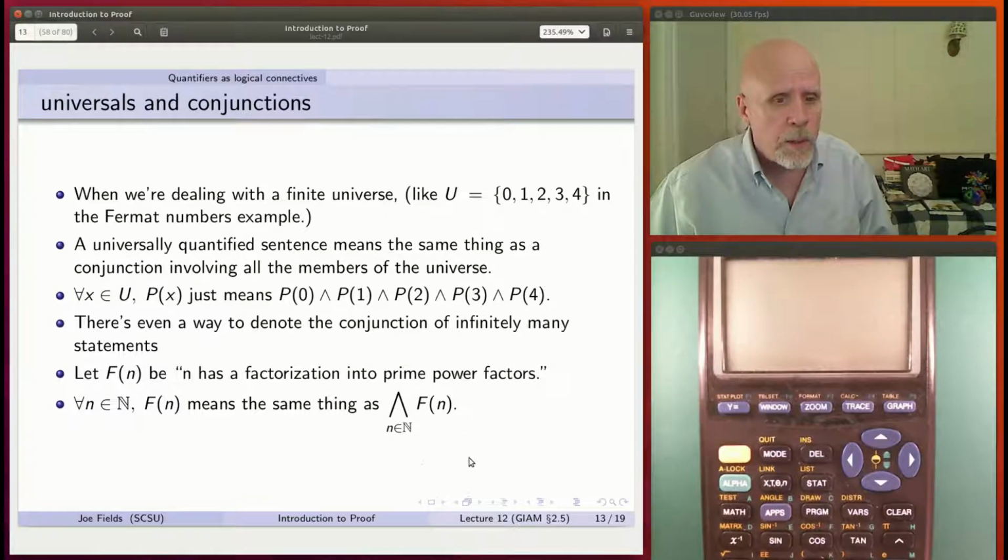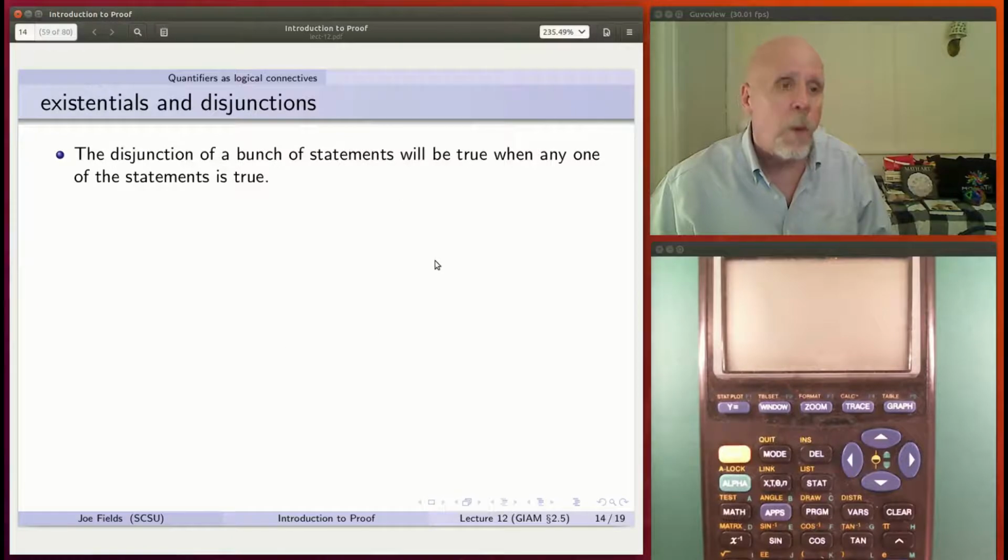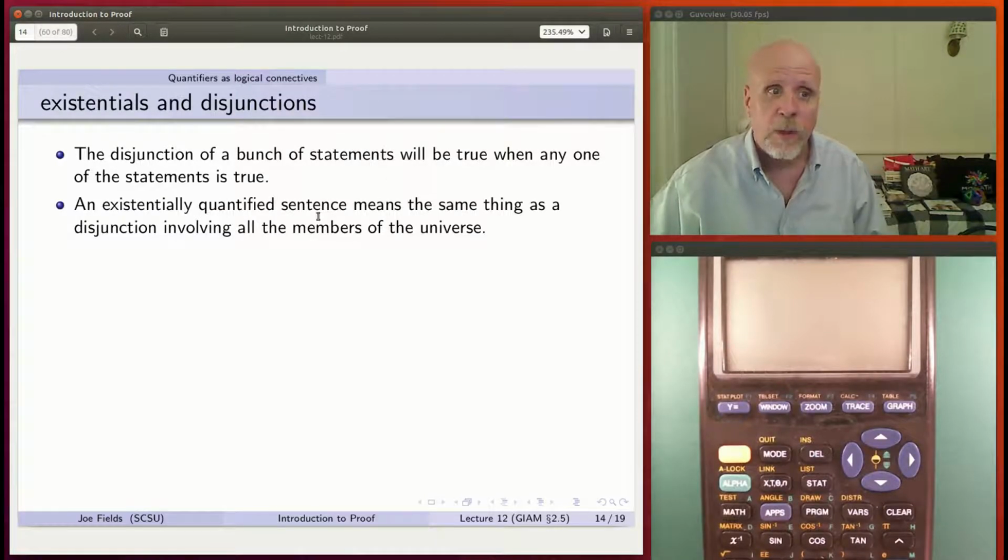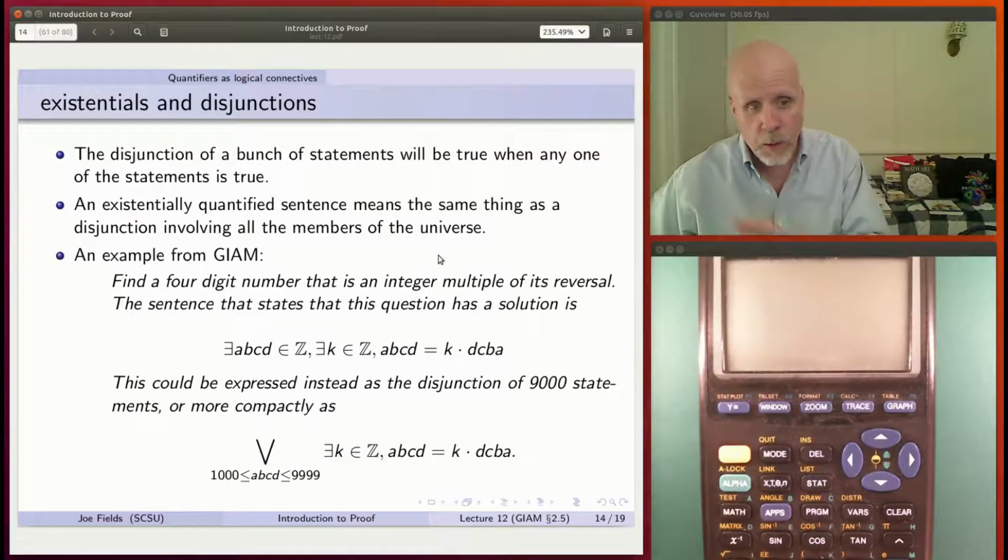Well, what is the upshot of that? Oh, before we press on, I should mention the other thing for existentials. If you have the or of a whole bunch of statements, it'll be true when any one of the statements is true. That's the very same idea as existentially quantifying something. It's true if even one of the elements of the universe makes the thing following it true. So an existentially quantified sentence is exactly the same thing as a disjunction involving all the members of your universe. There's also a big version of the or sign.